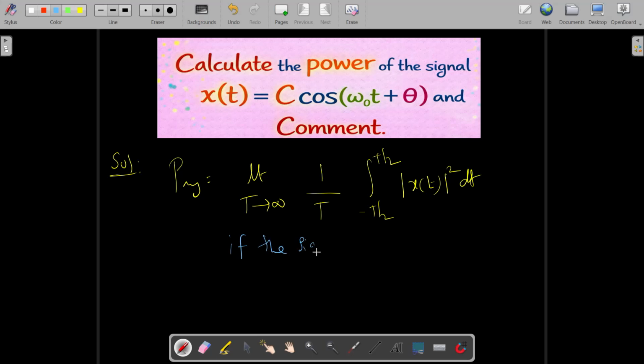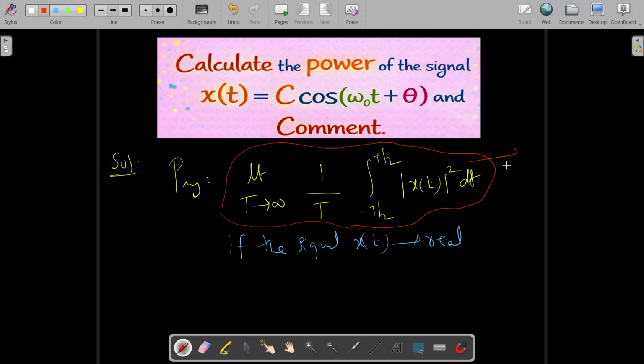the signal x of t is real, then what we can do is we can remove this mod. So the point here is that this formula we have written is applicable for any signal. In general, it is true for any signal. The signal can be complex, right? But if it is real, then we can remove this mod. So let us go to the next page.